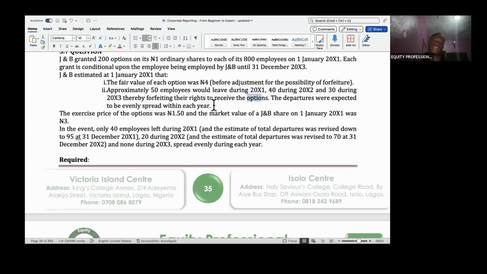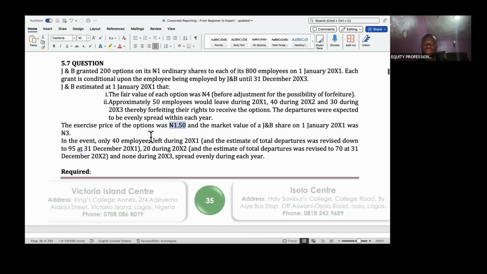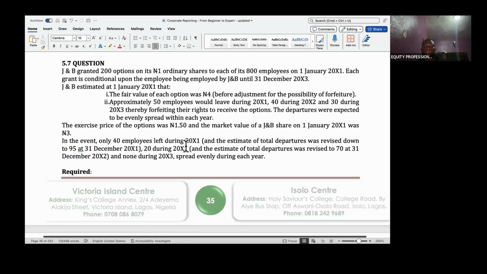We're also told that the exercise price of the options was ₦1.50, and the market value of a J&B share on 1st January 2001 was ₦3. So they gave us the exercise price, and they gave us the market value of J&B shares. In the event, only 40 employees left in 2001, and the entity's estimate of total departures was revised down to 95 at 2001. 20 left during 2002, and the estimate of total departures was revised to 70 at 2002, and none during 2003, spread evenly during the year.